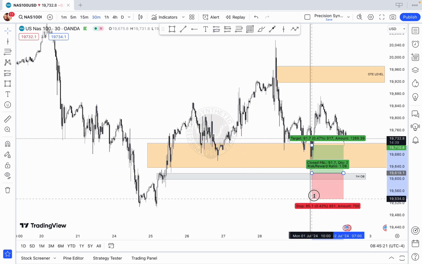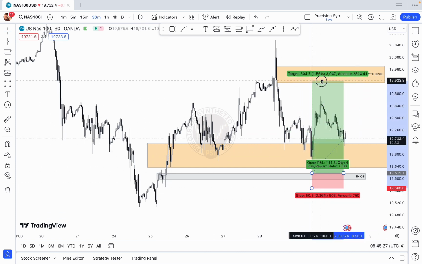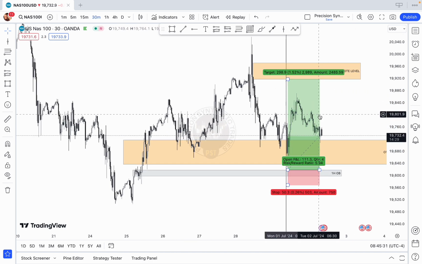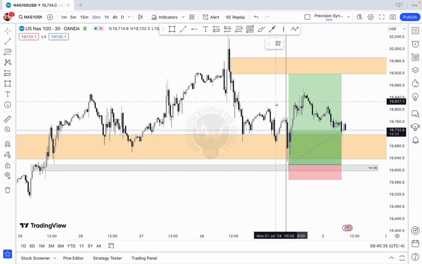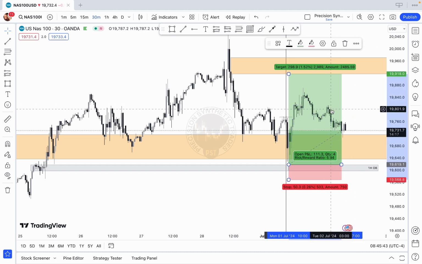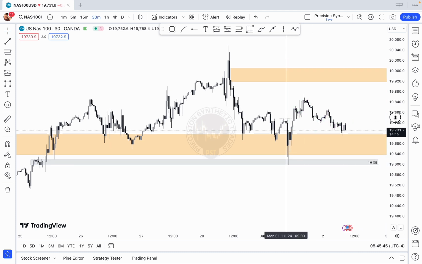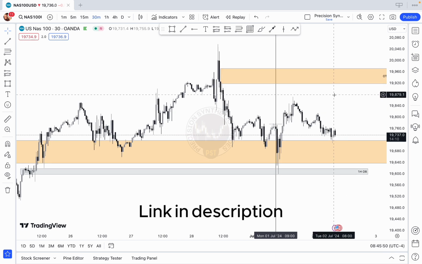My stop loss was below this low here, and I literally targeted the next OTE level. But I exited the trade around here, around there. The reason why was because I needed $480 to pass my funded account with Funded Next.